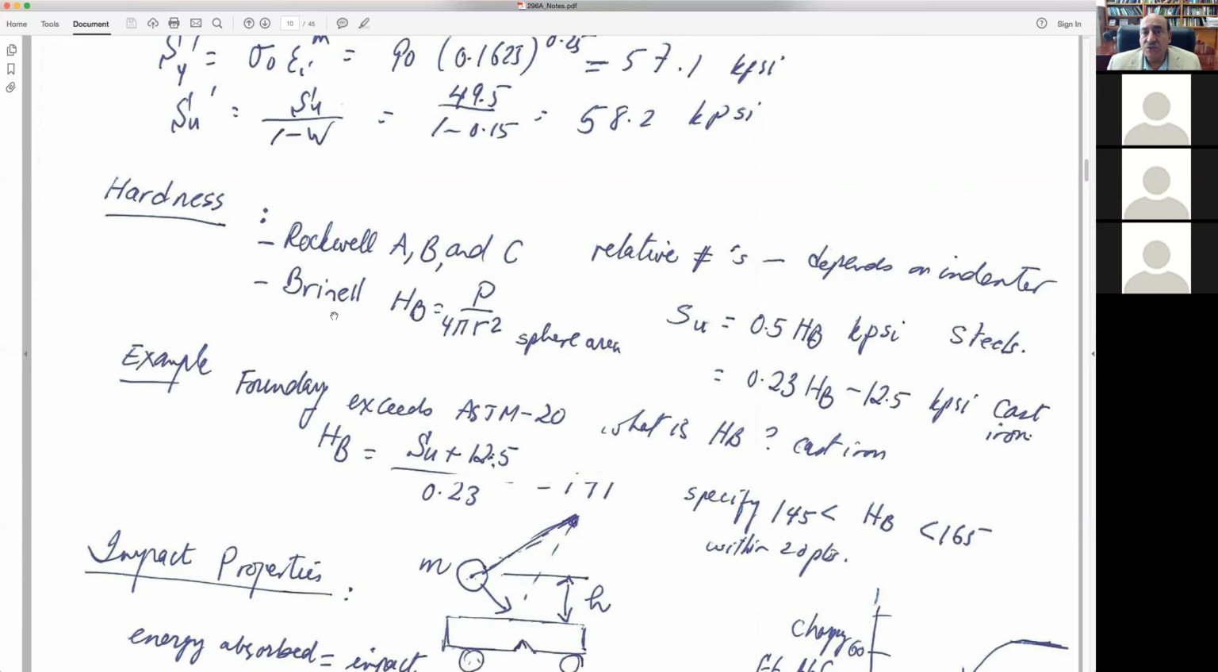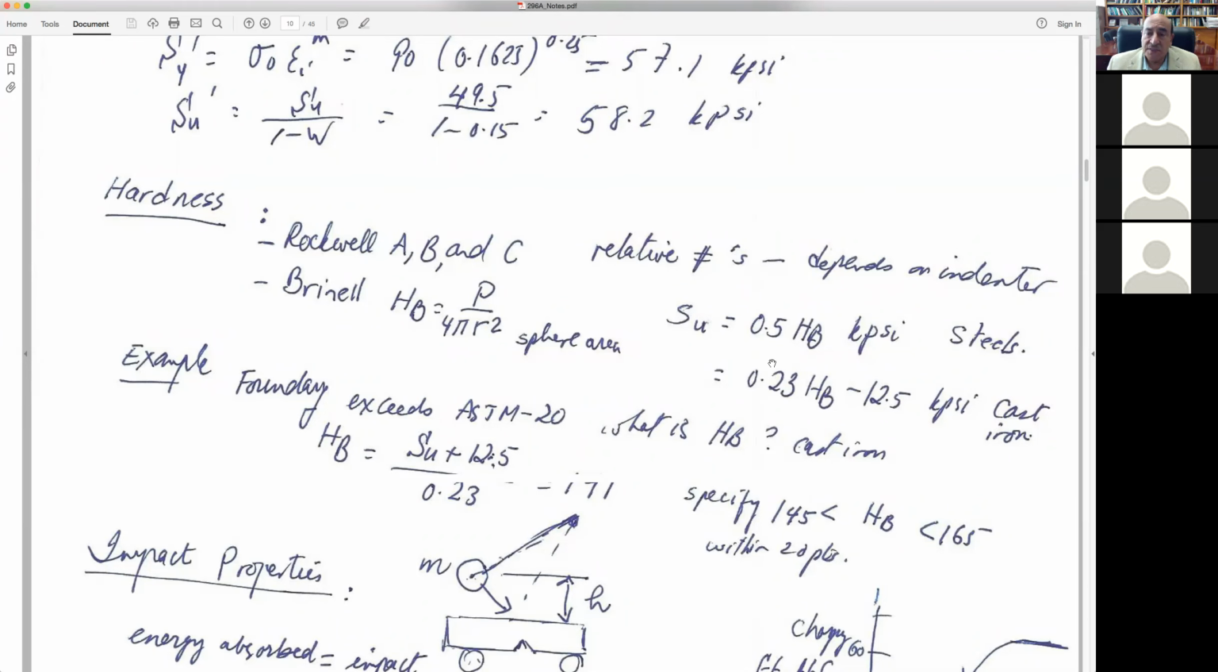So this is used to do non-destructive evaluation of properties, because if you have a pipeline, you don't want to cut it up and start doing testing, stress strain curve, but you want to get an idea if the pipeline has degraded and became brittle or not. So you do a hardness test, either Rockwell, A, B, C, depending on the indenter size, or Brinell, which is a spherical indenter, force over the area. And then engineers use a correlation between the hardness number and the strength.